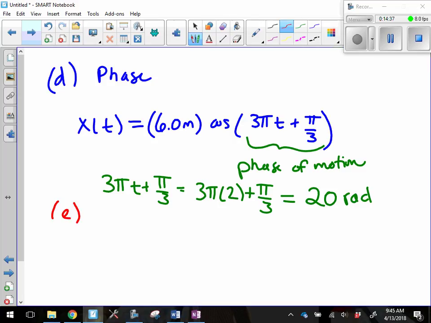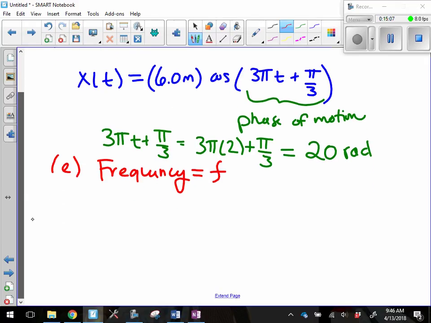Okay, so how about part E? What are we supposed to find there? The frequency? Okay, so we're supposed to find the frequency. What's the symbol that goes with frequency? No, I want to know the letter that goes with frequency. F. Little f. But somebody brought up omega. What's omega equal to?